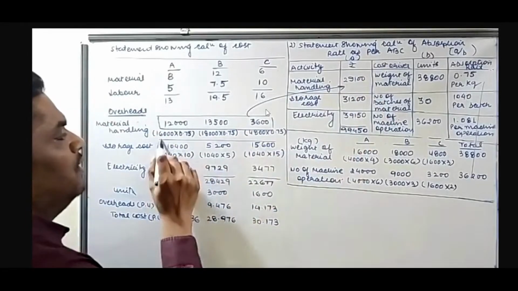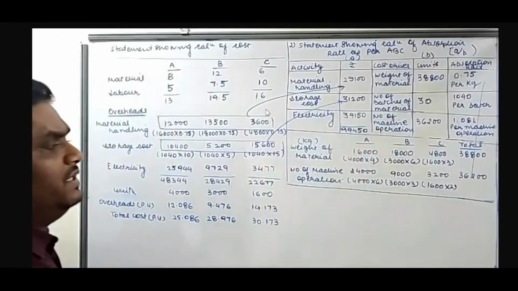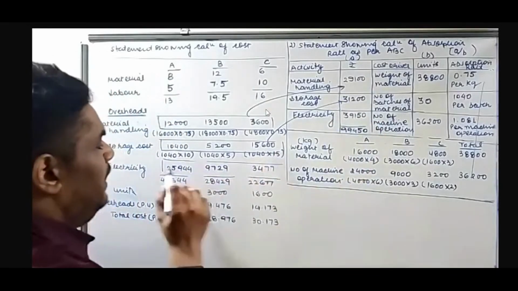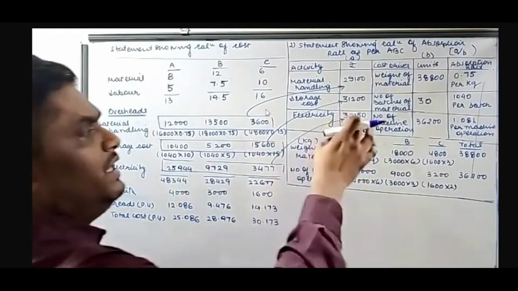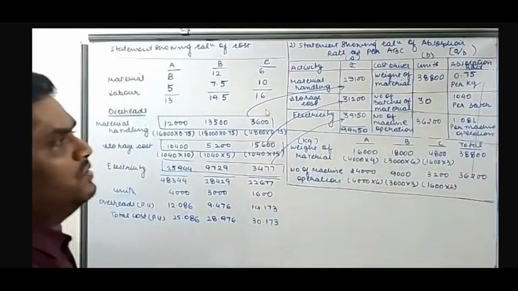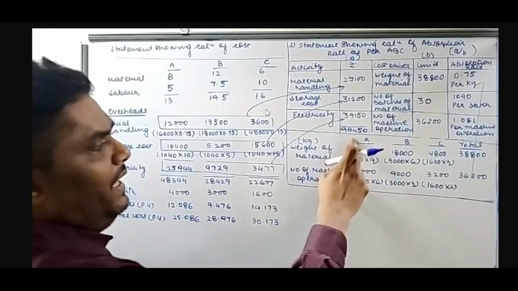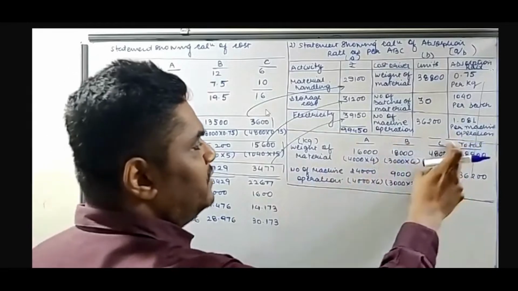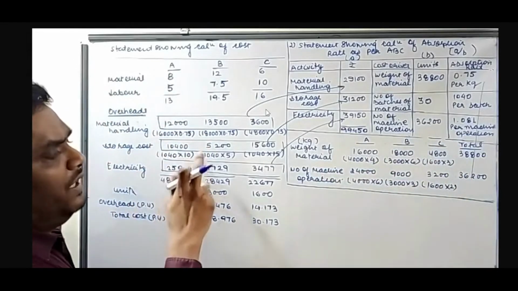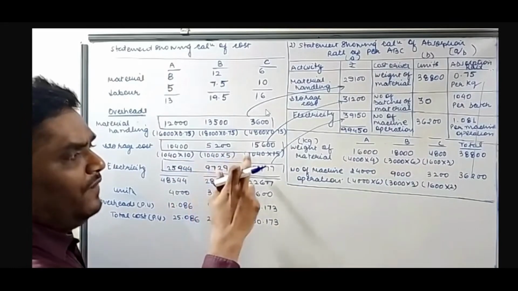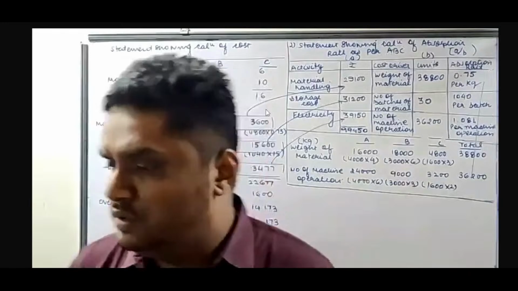Similarly, the total of these three will be storage cost, that is 31,200, and the total of these three will be 39,150. So ultimately, we are distributing these amounts. So herein 1,040 per batch. The number of batches for A are 10, for B it is 5, and for C it is 15. That is given in the study material. So 1,040 into 10, 1,040 into 5, and 1,040 into 15. And similarly for the number of machine operations.